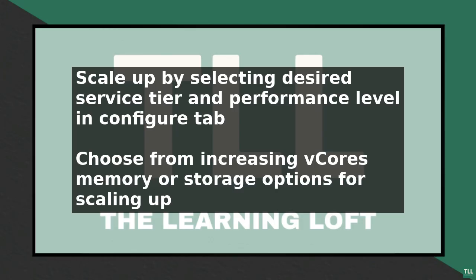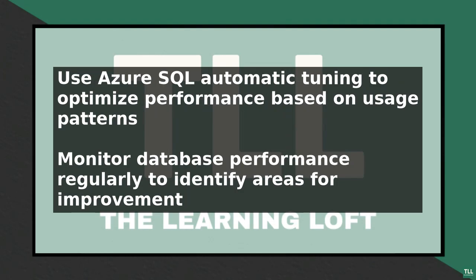To scale up, click on the Configure tab and select the desired service tier and performance level. You can choose from a range of options, including increasing the vCores, memory, or storage. Keep in mind that scaling up may result in downtime, so it is recommended to perform this operation during a maintenance window.